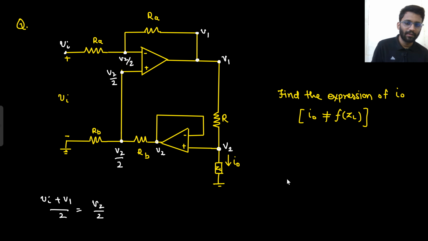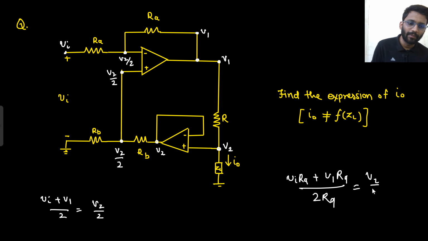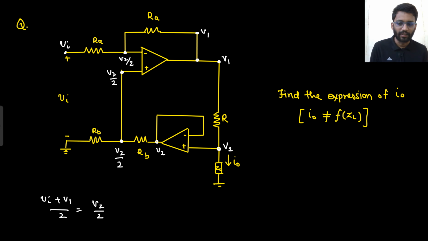Say yes or no. V in into RA plus V1 into RA divided by RA plus RA, that would be 2 RA, would be equal to V2 by 2. So 2 and 2 got cancelled, RA and RA got cancelled. So V in plus V1 is equal to V2 only. This is what I did.